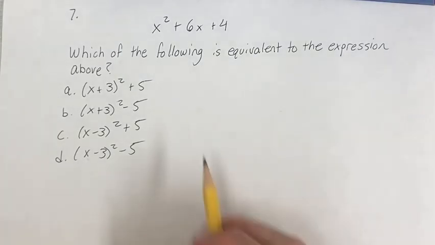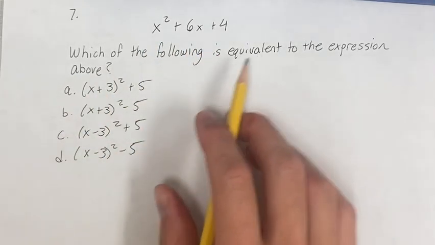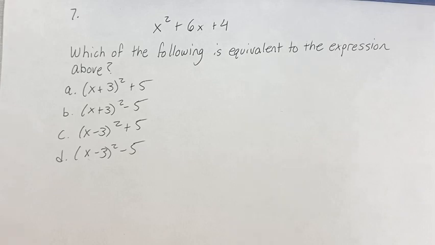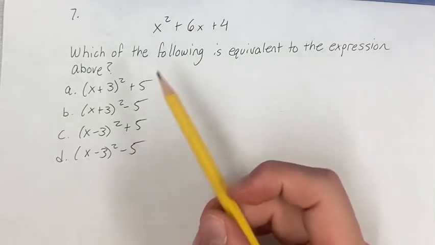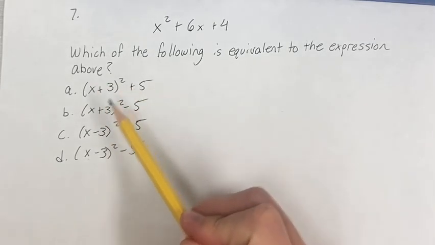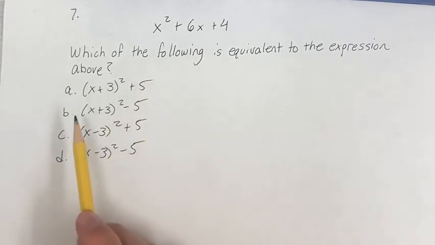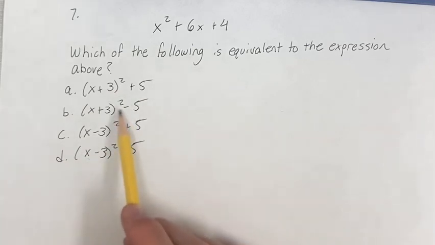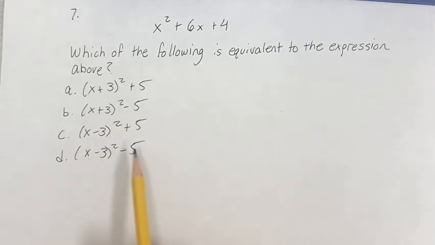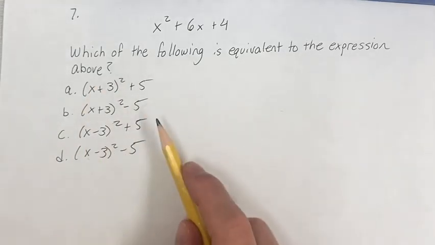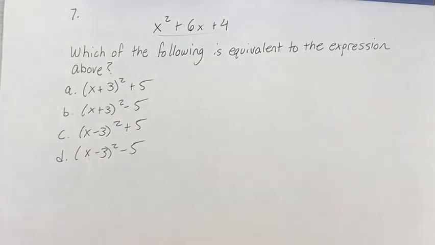In this problem, we're given the expression x squared plus 6x plus 4, and we're asked which of the following is equivalent to the expression above. So there's two ways to do this. The first way is probably going to take longer, unless you get lucky on the first try, and that is to distribute out x plus 3 squared, x plus 3 squared, x minus 3 squared, and x minus 3 squared, and then add 5 to that, or subtract 5 for B and D, and see which of these options, when fully factored out and simplified, is equivalent to the given expression.